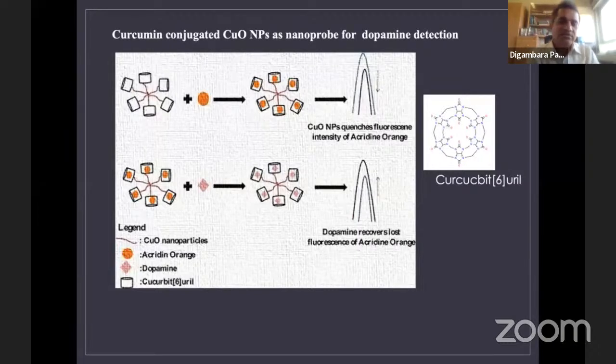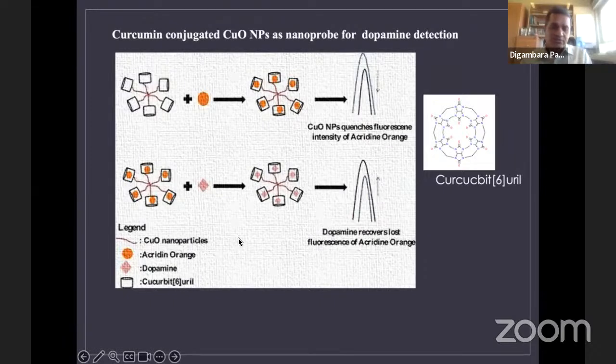So in this case, what we did, instead of using gold nanoparticles to have a dopamine assay, we use copper oxide nanoparticles along with curcumin, and we use cucurbit[6]uril. As you see, the size of the host has decreased, a smaller size, and we also changed the probe molecule to acridine orange, so that we can selectively detect, and even ATP doesn't interfere. This is the idea.